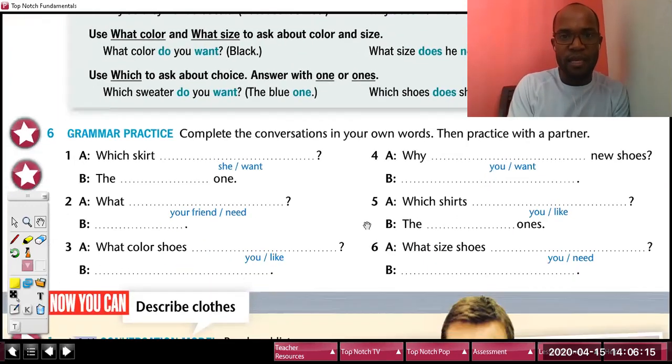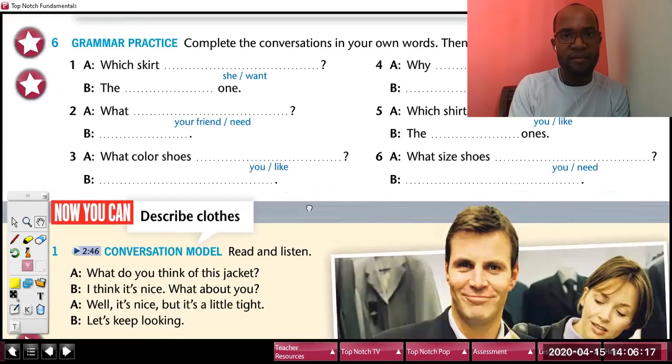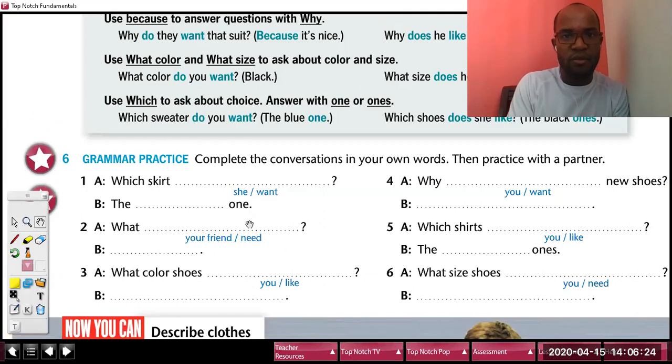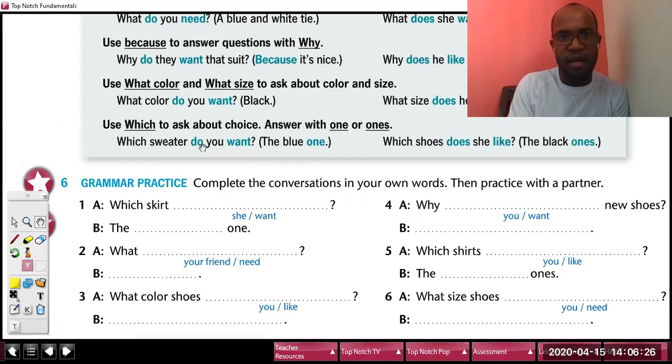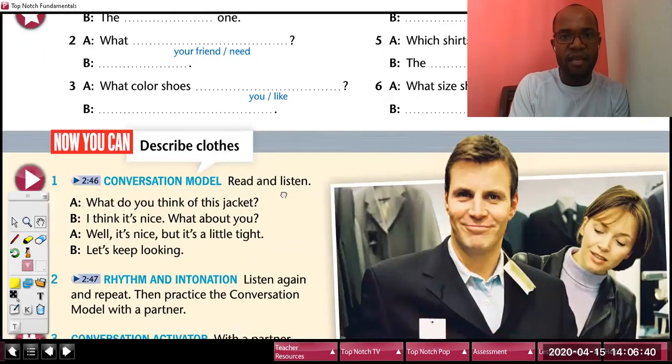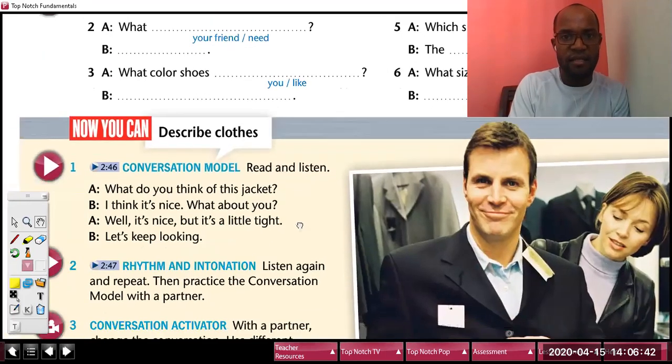So you gotta complete this exercise using the verb over here. And don't forget to use the auxiliary do and does for the question, okay? For example, which skirt does she want, okay? Now let's listen to this conversation to finish with this lesson.